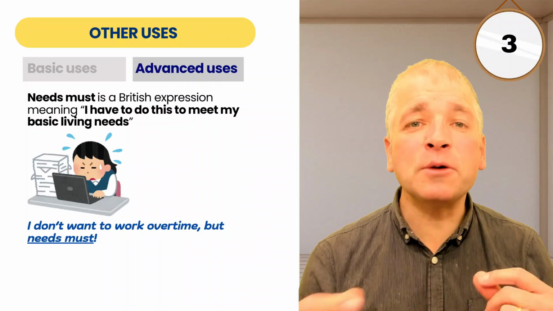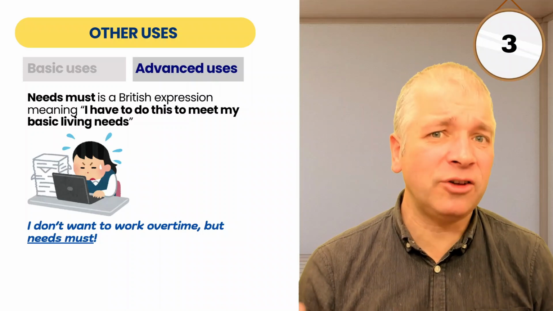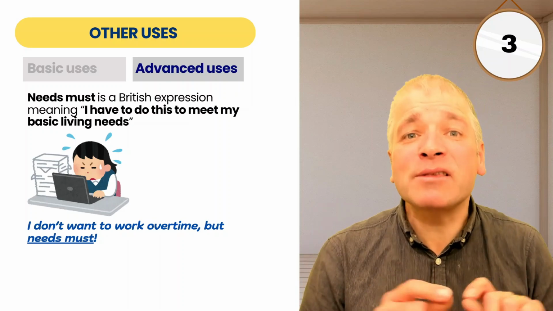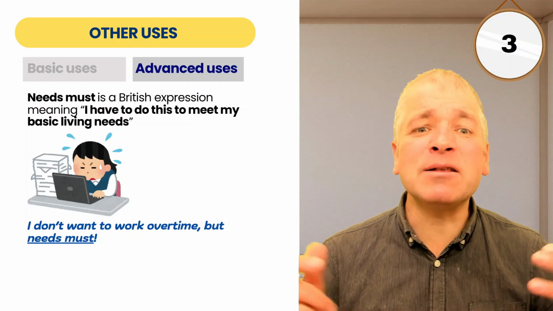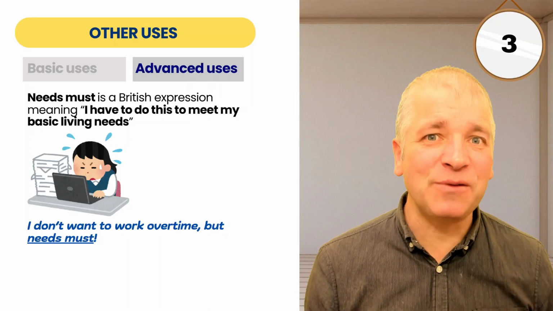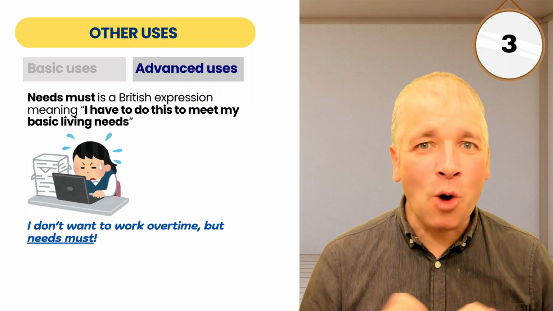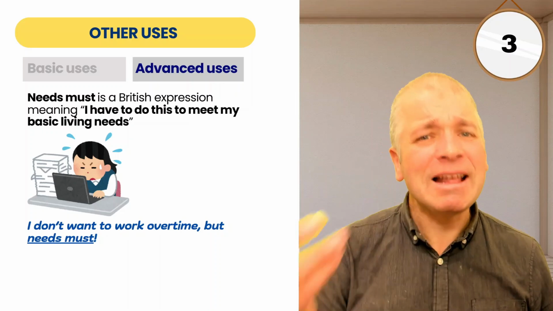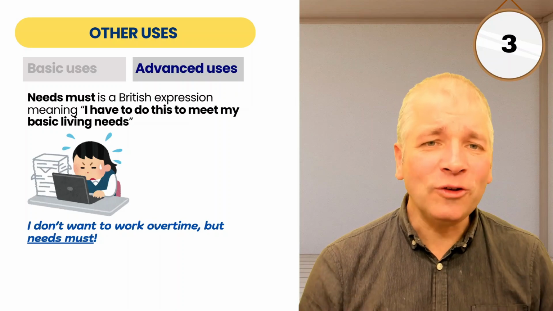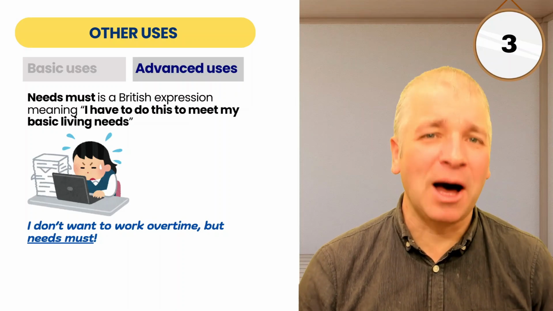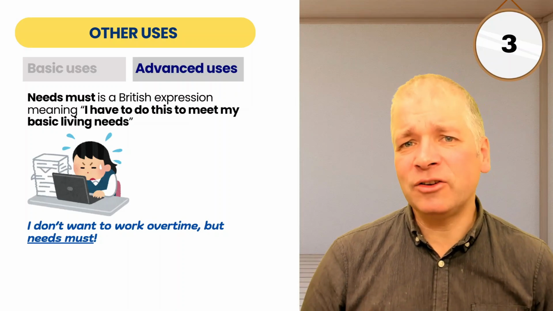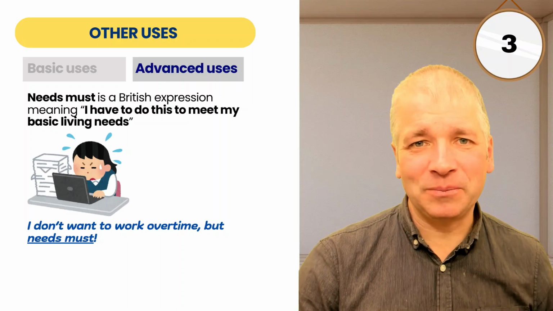And now for some other uses of must that are not in the strict use of must as a modal, but are useful to know. And here's an expression that is sometimes used in British English. Needs must. This means I have to do this to meet my basic living needs. Look at this poor lady working so hard. She's working later than she should. She doesn't want to. She says this: I don't want to work overtime, but needs must. In other words, I have to work more to get money to pay for something important.